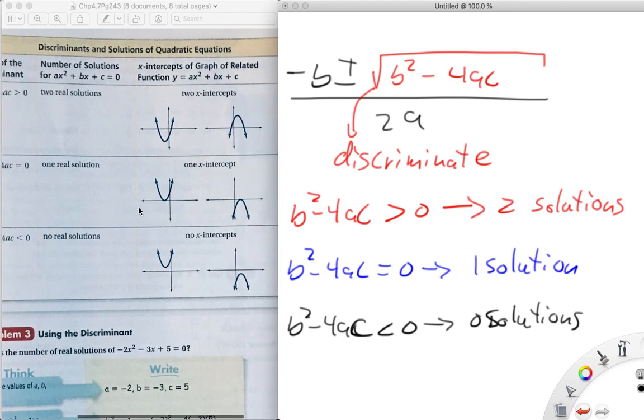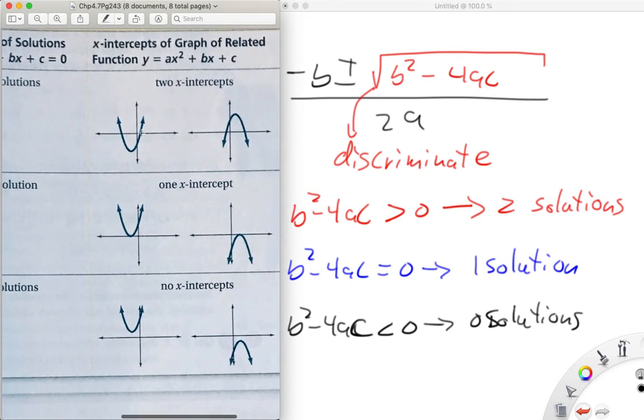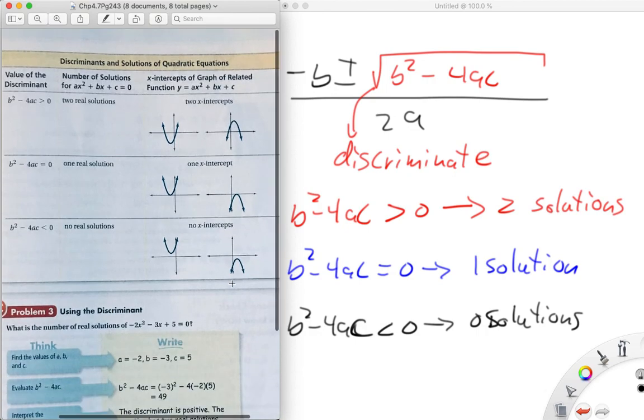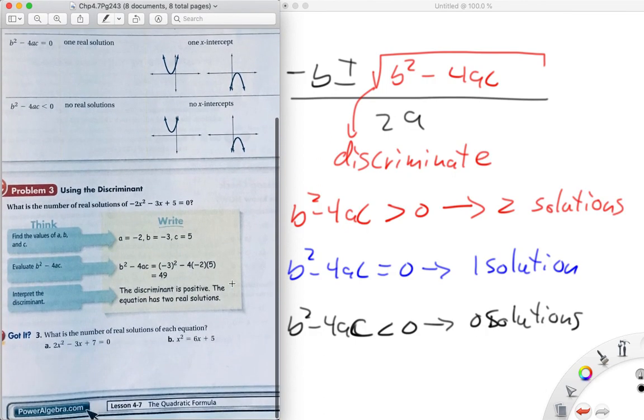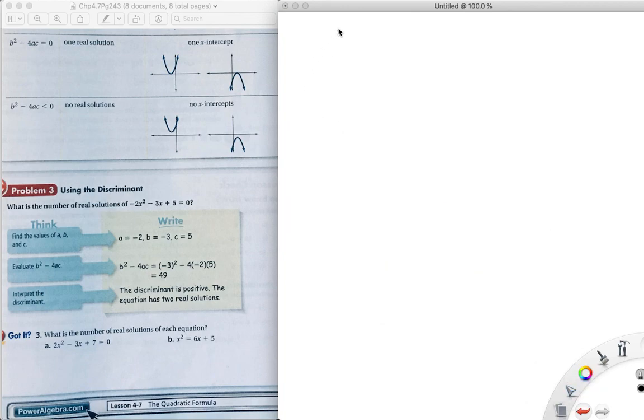And graphing wise, if I had two solutions, that means this is hitting the x-axis 2 times, my 2 zeros. One solution is just going to be the vertex that hits the x-axis here or here when I graph it. No solutions, it doesn't hit the x-axis at all, no zeros. And I can tell that from the discriminant. So if I want to know how many solutions, this is really helpful for graphing.